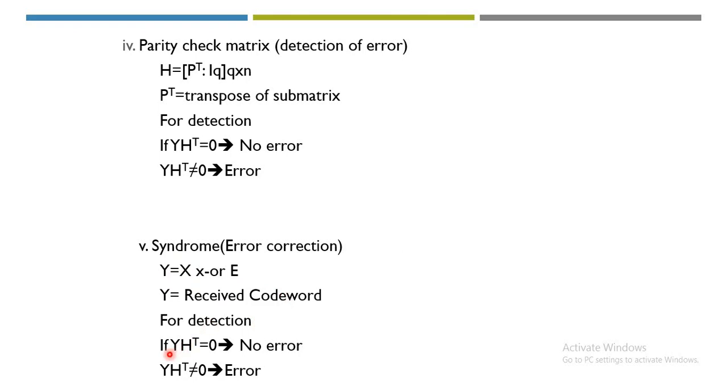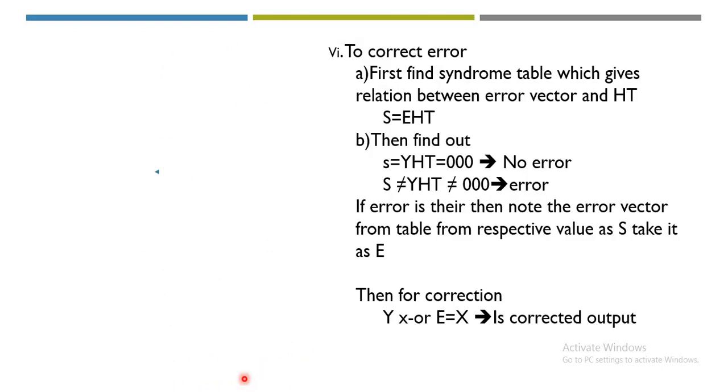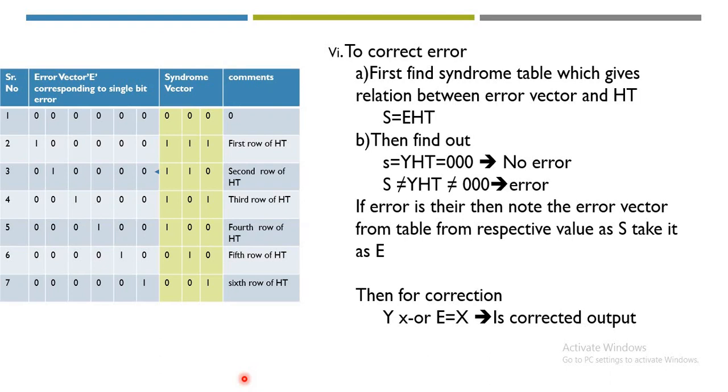So how are we going to detect? We just take the multiplication of y into H transpose. If the answer is 0, that indicates the received code word is without error, and if it is not equal to 0, it indicates the received code word has some error. Then regarding the correction, for correction we use the syndrome table. In theory we have already covered this portion. So how are we going to find the correction? For that we have to draw the syndrome vector table.